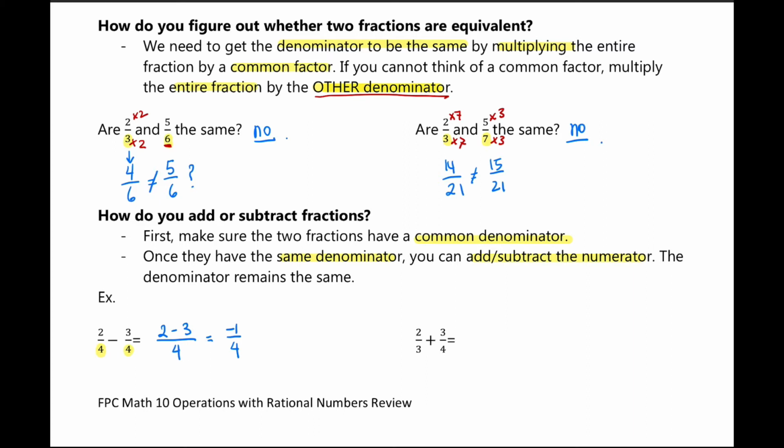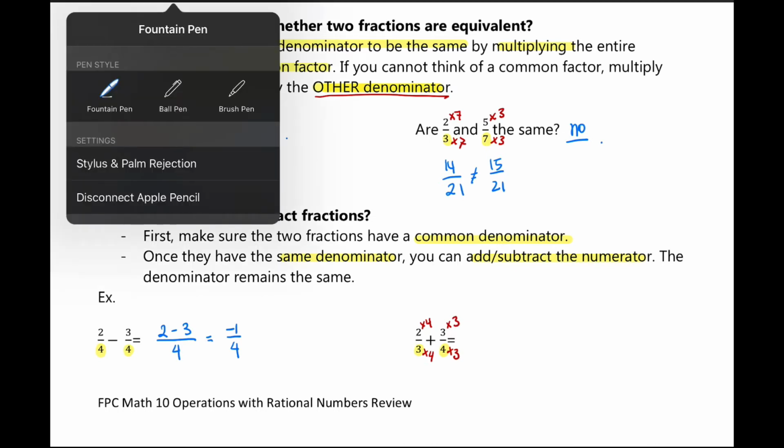Next example, 2 over 3 plus 3 over 4. This time, we know that the denominators are not equal, so we need to find a common denominator. It looks like 3 is not a multiple of 4, and 4 is not a multiple of 3, so we might as well just multiply the entire fraction by the other denominator. So the first fraction can be multiplied by 4. Second fraction can be multiplied by 3. So whatever you do on the bottom, you do the same on the top.